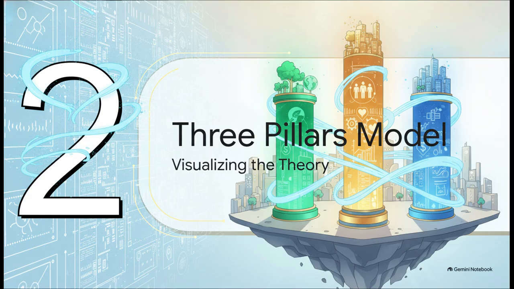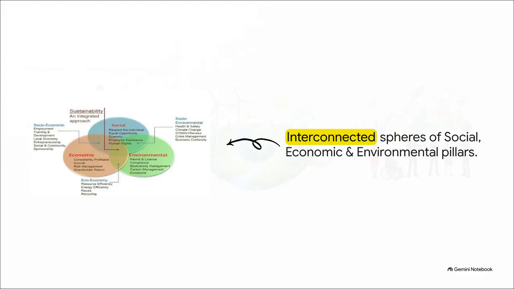Moving on to Section 2, the 3 pillars model. Let's see how we take those abstract rules we just talked about and build them into a concrete structural model. This interconnected diagram brilliantly illustrates our entire theoretical framework. We have 3 main spheres here: social, environmental, and economic. But honestly, the real magic happens right in the intersections.